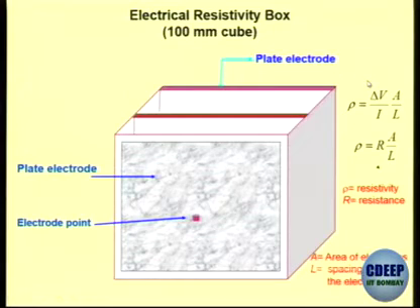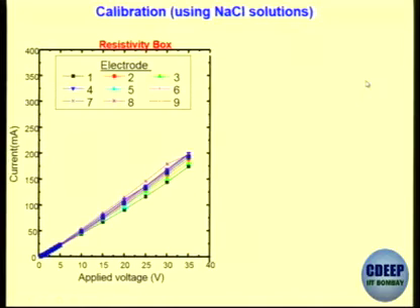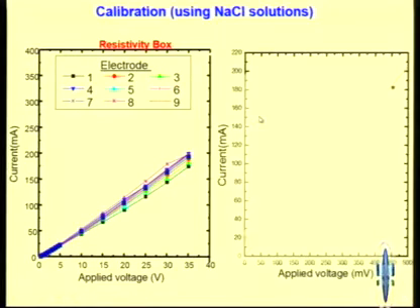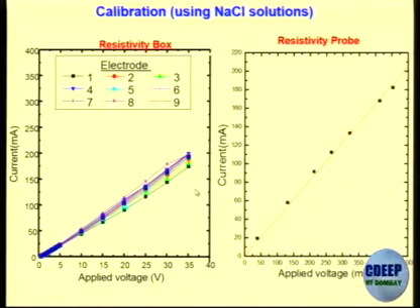And these are basic things which you were doing earlier. This is how the calibration is being done. Somebody was asking the question how the calibration will be done. So most of the time all these equipments are calibrated by using sodium chloride solution. You immerse the electrical probe and the resistivity box can be filled up with the sodium chloride solution, and then you do the measurement and you will realize this is current versus voltage relationship, which will give you the inverse of the resistance and so on.